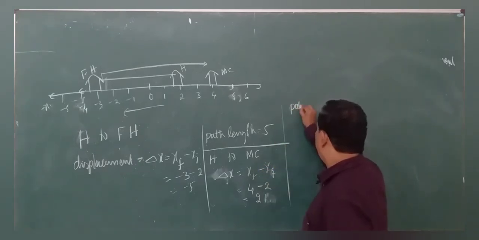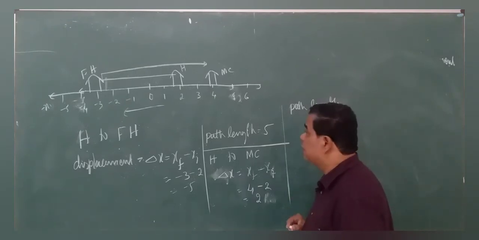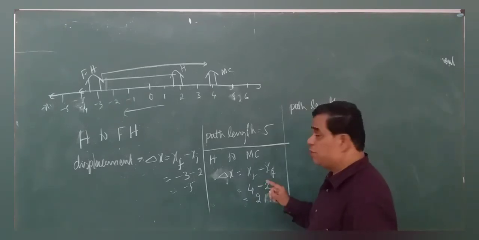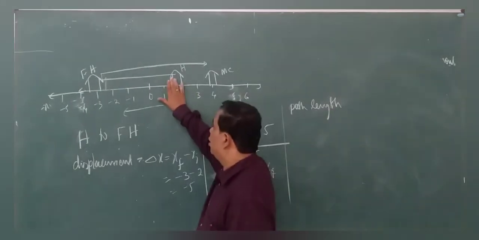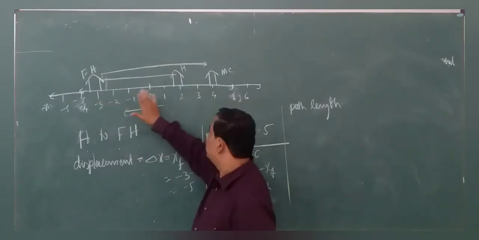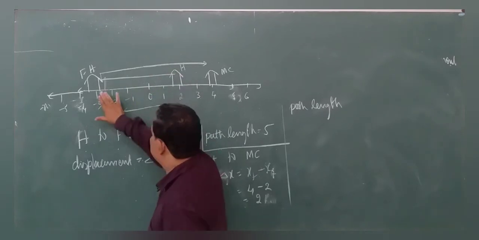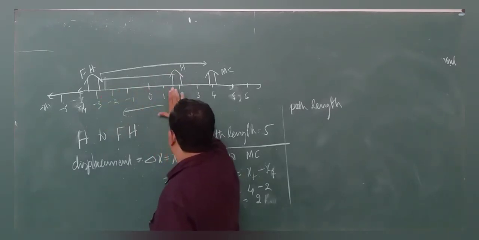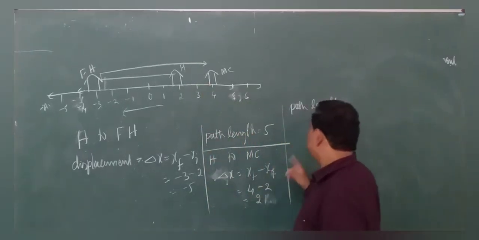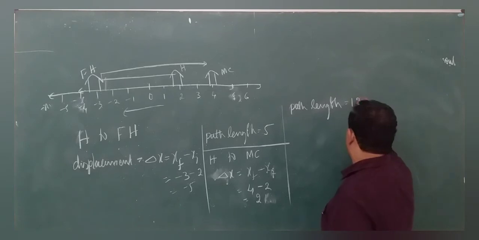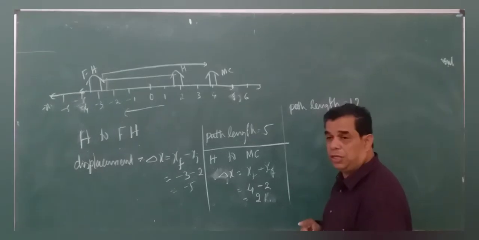We write the path length. What is the path length? Just observe. We have to count literally how many kilometers there are. House to college: first you started from your house towards your friend's house, so 1, 2, 3, 4, 5. Then you return back like this, 6, 7, 8, 9, 10, 11, 12. So path length is 12 kilometers, because actually you traveled 12 kilometers.